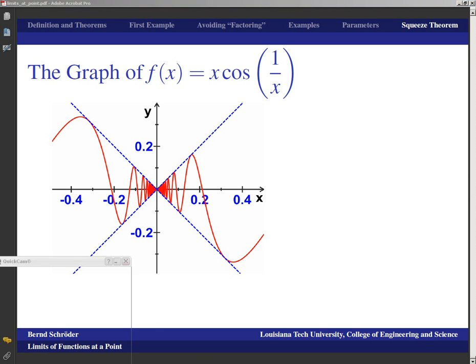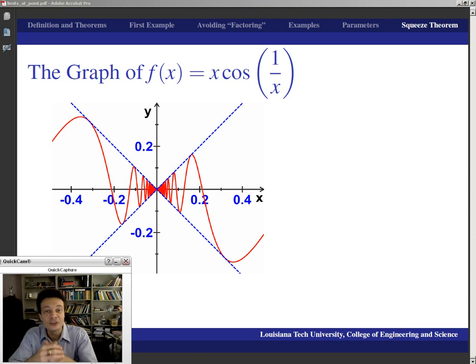And, well, that was the squeeze theorem. That was our introduction to symbolic computation of limits. Remember, the algebra may get ugly, but it is just algebra.